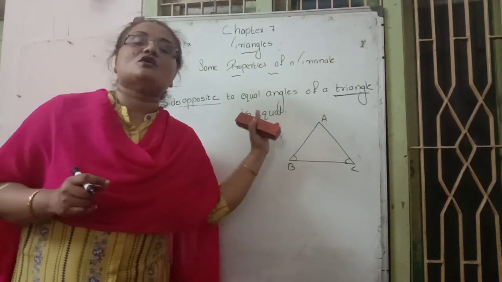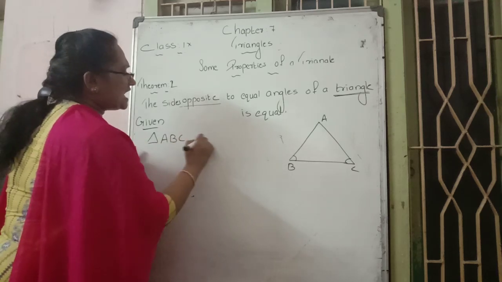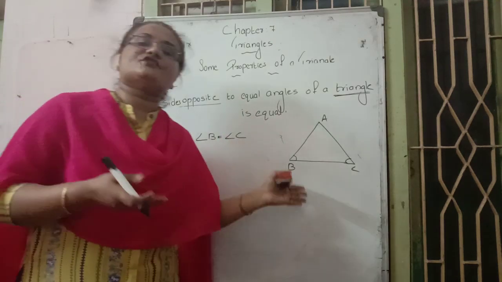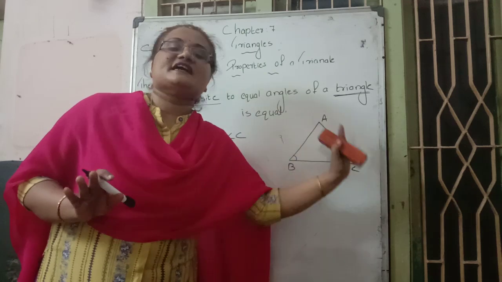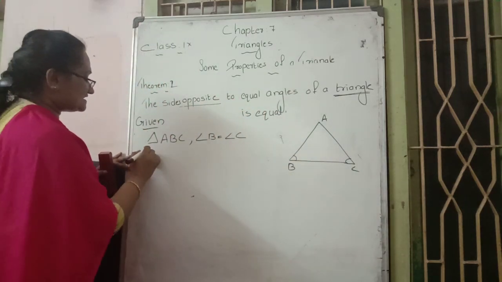Next, what is given? Two angles of the triangle are equal. Which angles are equal? Angle B and angle C are equal. That information also they gave in the question. That's why we write it: angle B and angle C are equal. In short form we write it.